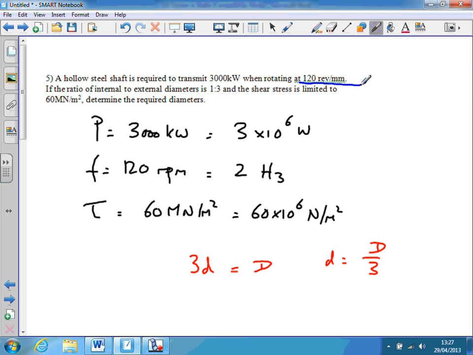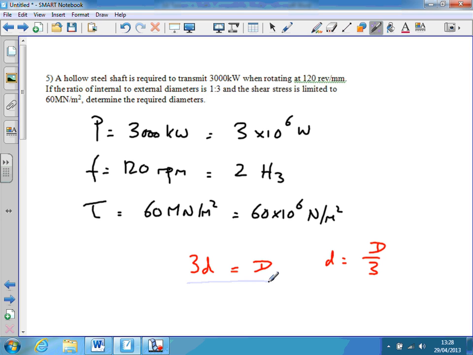So that turns out to be a frequency of 2 Hertz, dividing by 60, and then tau again in convenient units. But we're also told that 3 times the inner diameter equals the outer diameter, because they're in the ratio of 1 to 3. So in other words, 1 outer diameter is equal to 3 inner diameters, which is how this will be written algebraically. So now it's a case of trying to work out what these are.